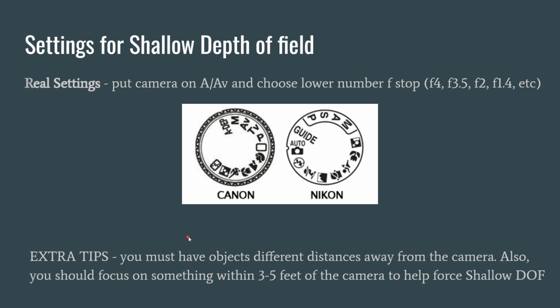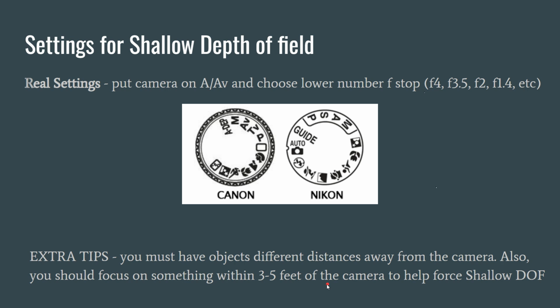Now, extra tips. You can't take a shallow depth of field photo of a brick wall or something flat. You have to have things different distances away because, again, depth of field has to do with depth, with distance. It's a physical thing. So you have to have things different distances away from the camera. Also, it helps to force some depth of field when you're using a camera by focusing on something that's about 3 to 5 feet away from the camera. And that helps force that shallow depth of field.